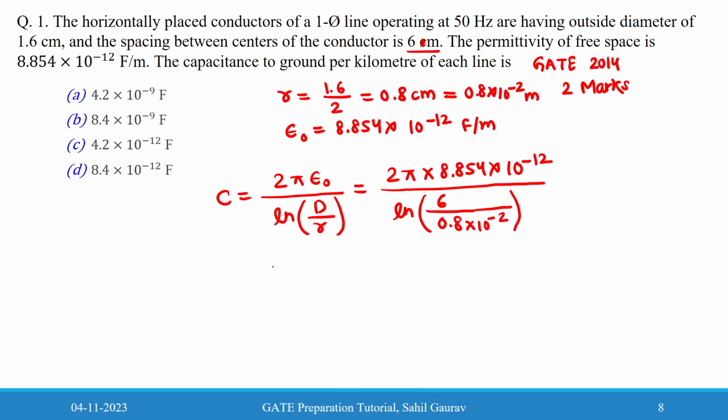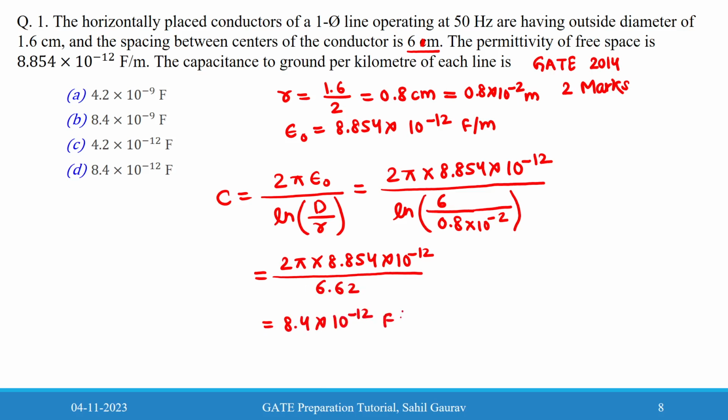This will come as 2 pi into 8.854 into 10 to the power minus 12, and ln d divided by r will come as 6.62. This will come as 8.4 into 10 to the power minus 12 farad per meter.